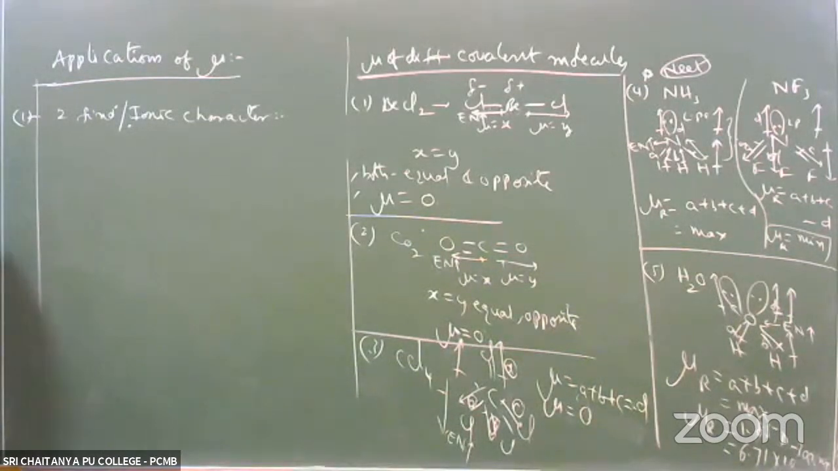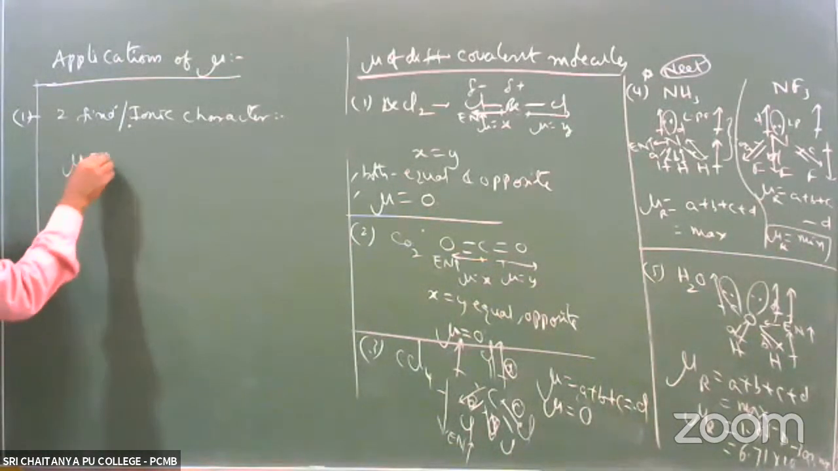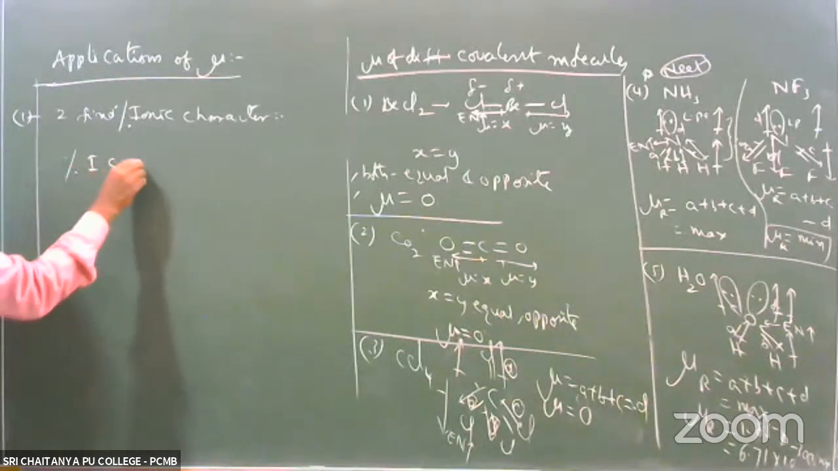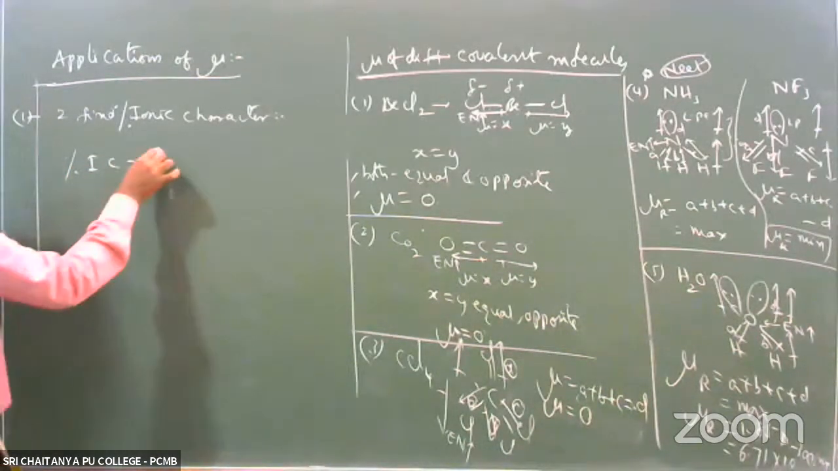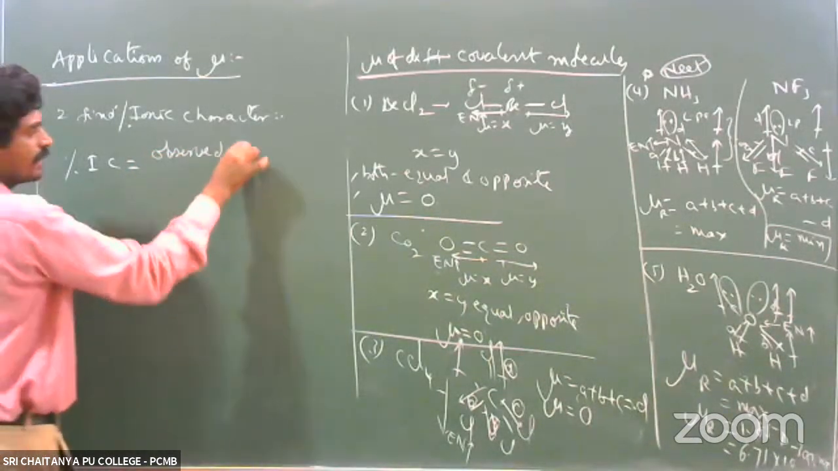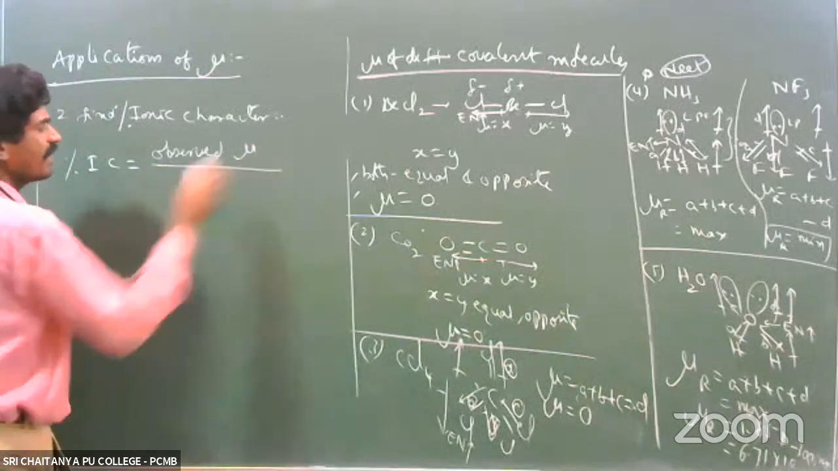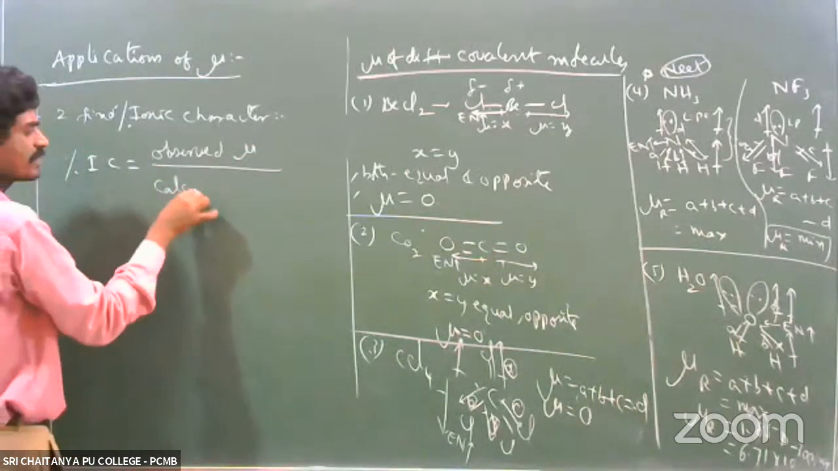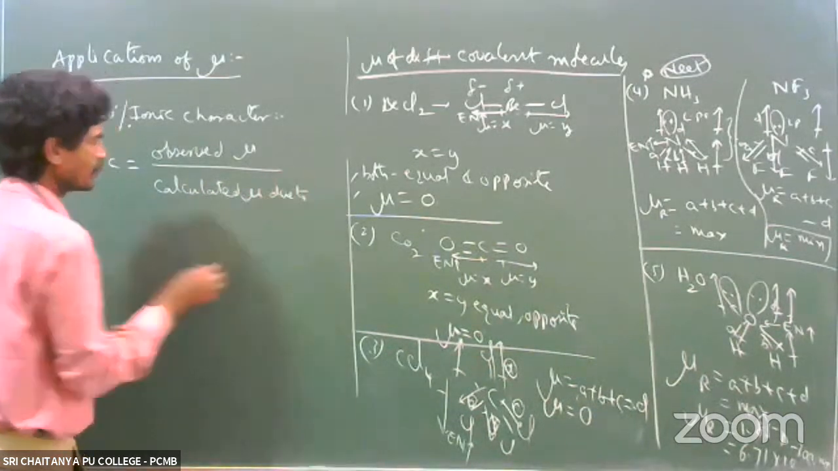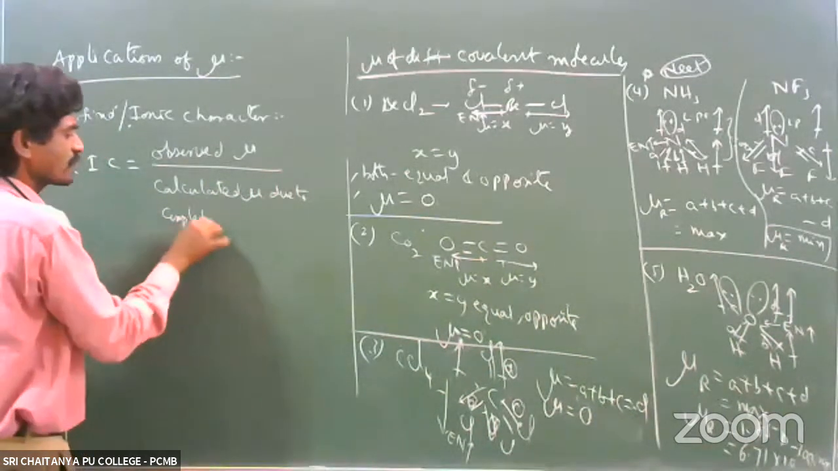So that's why some ionic character is there in every covalent molecule, right? So how much ionic character is there in a given covalent molecule? How to know? That is known by using a formula. The percentage of ionic character is equal to observed dipole moment value upon calculated dipole moment due to complete transfer of electrons.